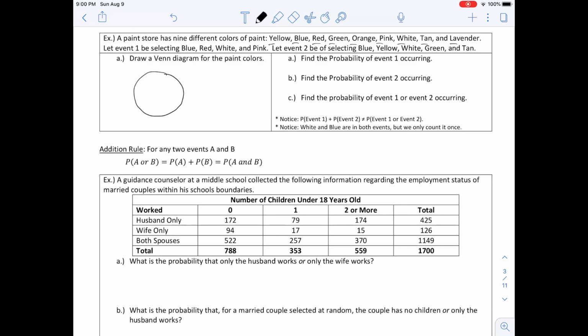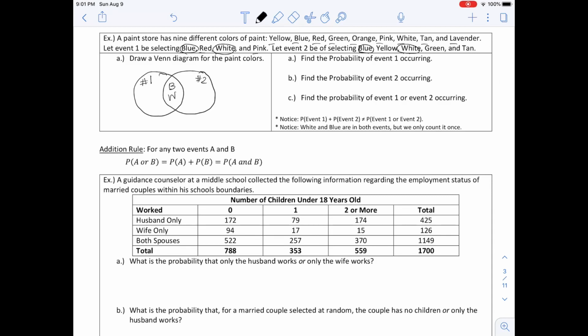So I'm going to go ahead and make 2 circles because we have 2 events. I'm going to have them overlapping, and the reason why I'm going to have them overlapping, if you notice in event 1 and event 2, they both have blue, and then they also both have white. So I'm going to call the first circle event number 1, and the second circle event number 2. And since blue and white occur in both of these events, I'm going to put a B and a W in the middle.